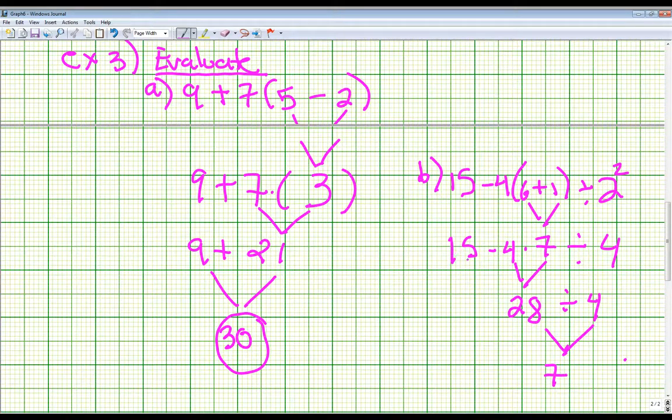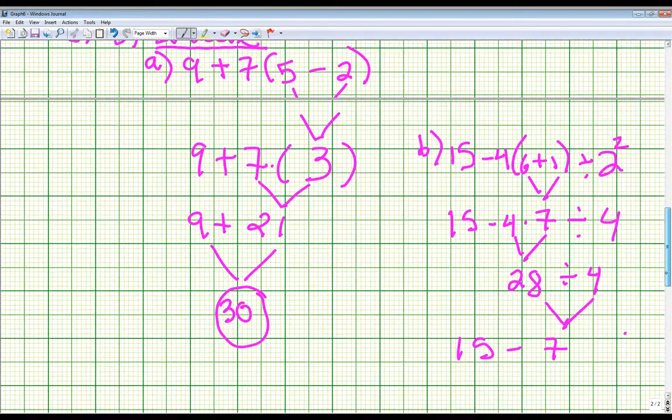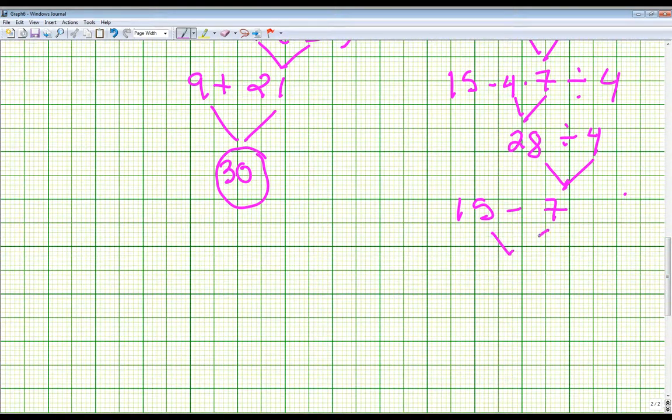So now I can go 15 subtract 7. And when I have 15 subtract 7, my final answer becomes an 8. And I have evaluated that expression. We have one more example, and it's on page 19.